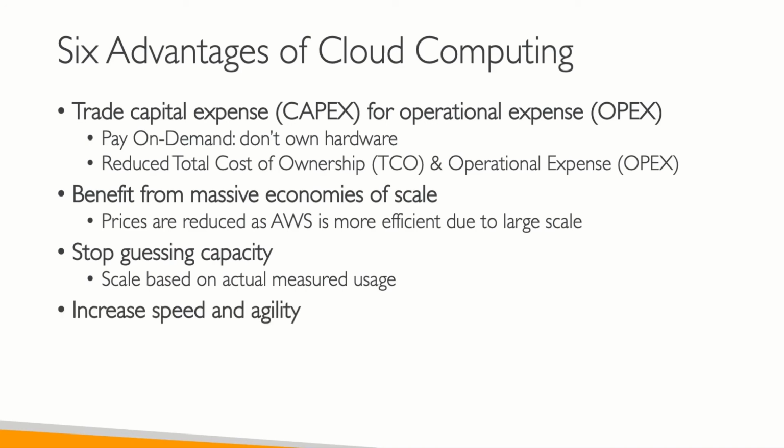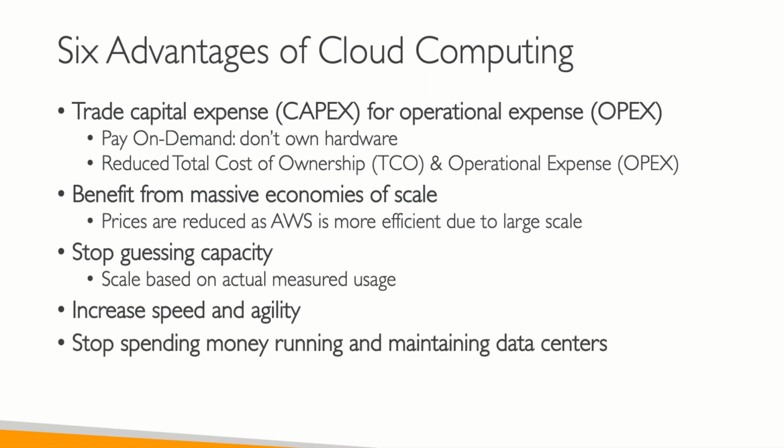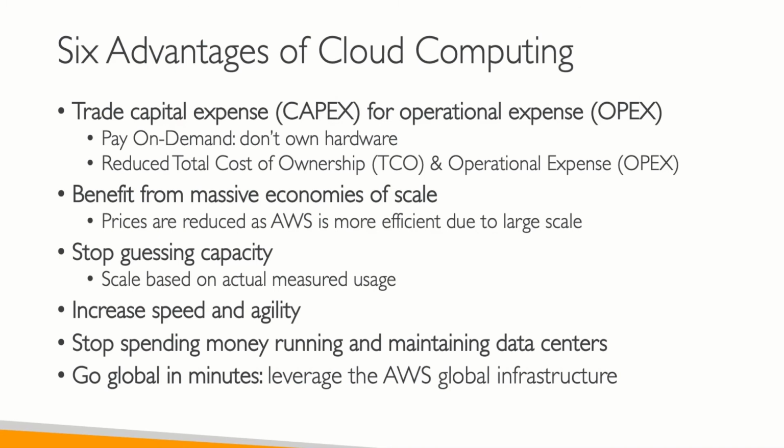And because everything is on demand, we have increased speed and agility. We can create, operate, and do stuff right away. No blockers for us to be efficient. And finally, we have a huge cost that we don't need to have anymore, which is that we can stop spending money running and maintaining data centers. And this allows a team of, say, 5 people to create a global application in minutes, thanks to leveraging this AWS global infrastructure that is going to be worldwide.